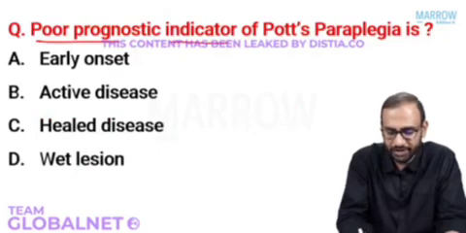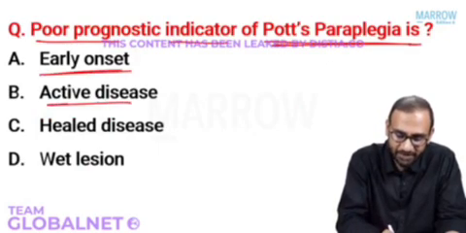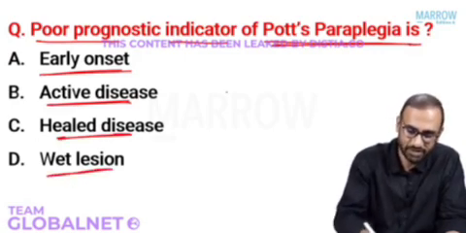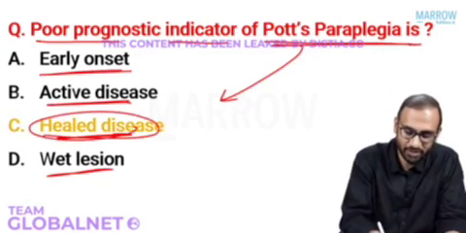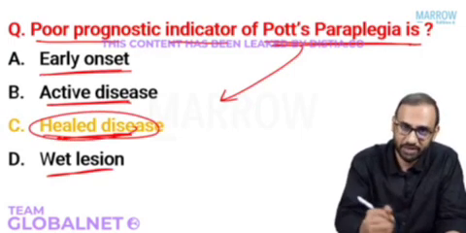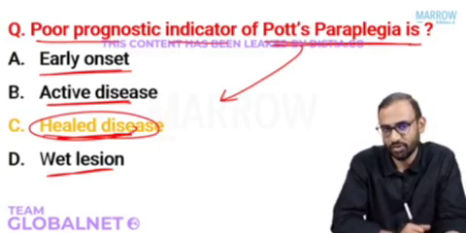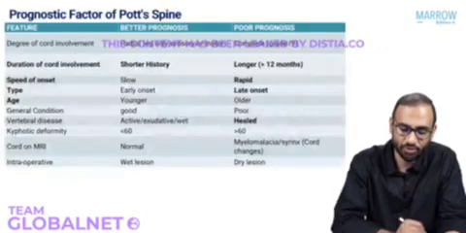Poor prognostic indicators of Pott's paraplegia: early onset disease, active disease, healed disease, or wet lesion. In which of these disease processes is paraplegia considered poor? The correct answer is healed disease, because the reason for paraplegia is the bony deformity, that is the kyphosis. That is the problem, so the treatment would be a little difficult. So healed disease usually has poor prognostic factors.